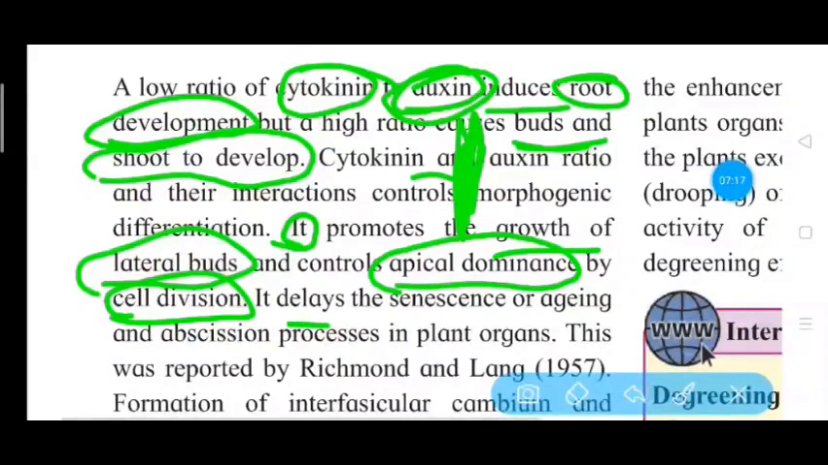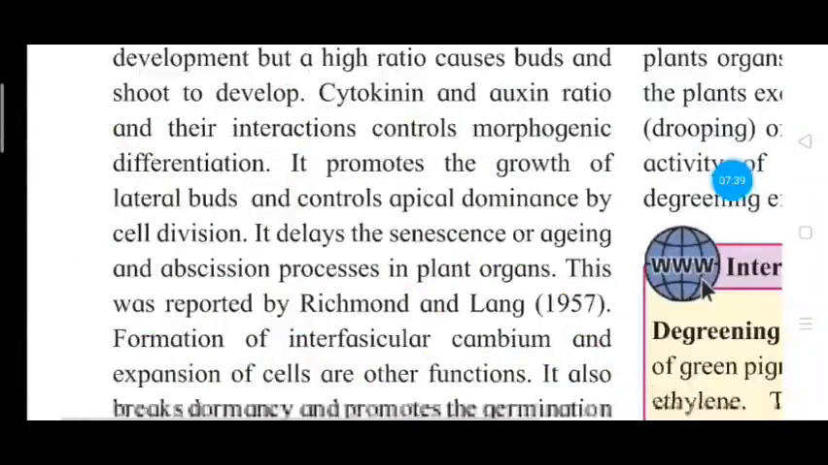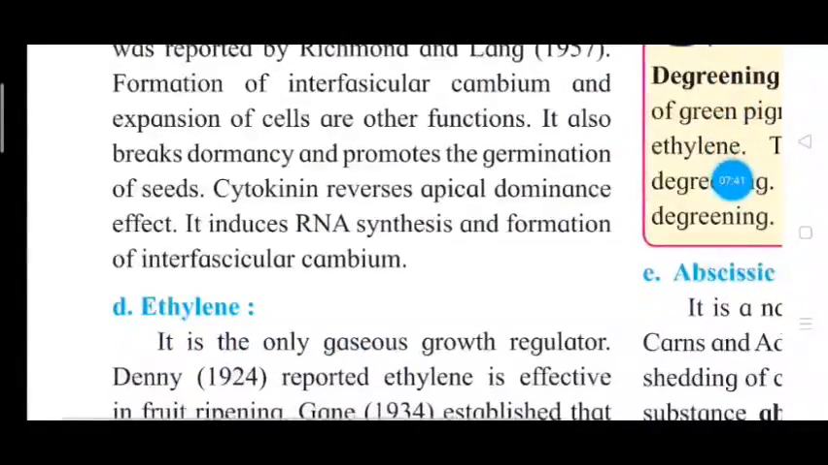Cytokinin delays senescence or aging and the abscission process. Abscission means the falling of leaves from the plant organ. This was reported by Richmond and Lang in 1957.